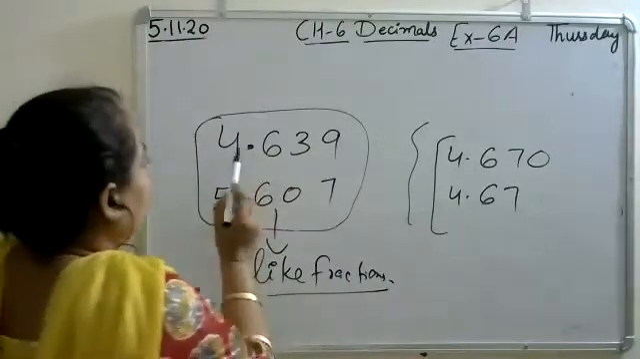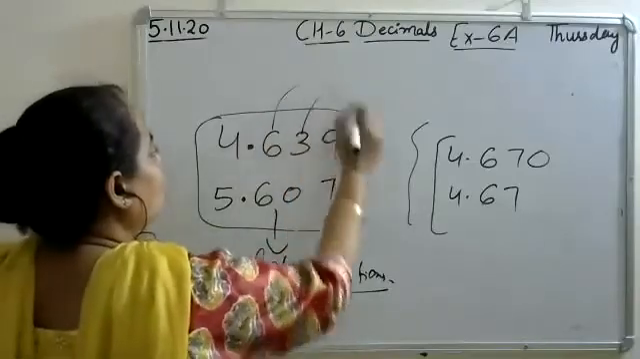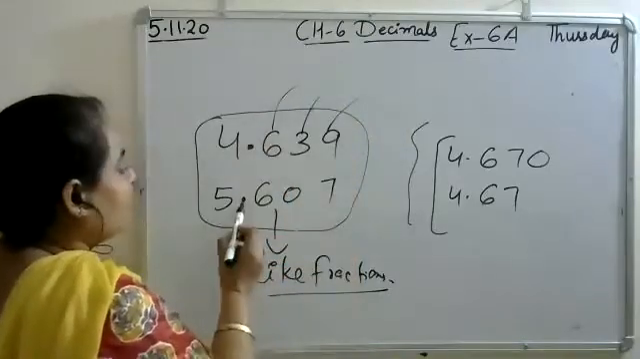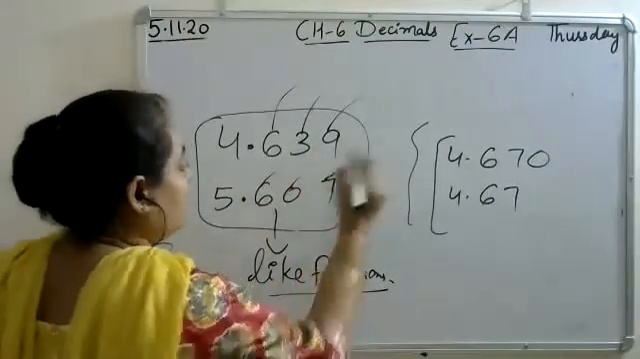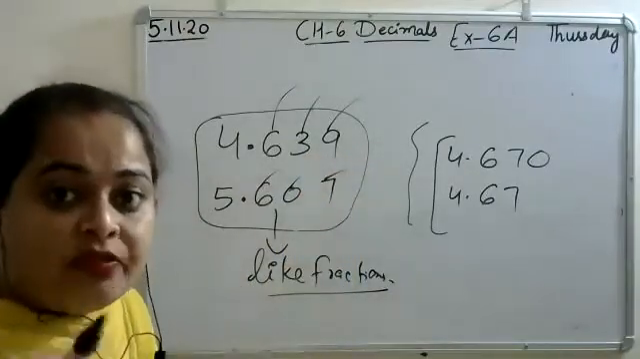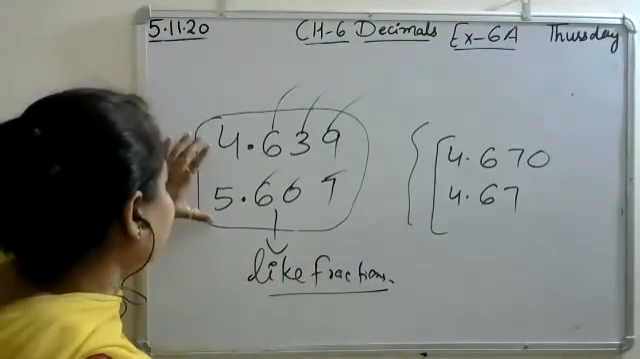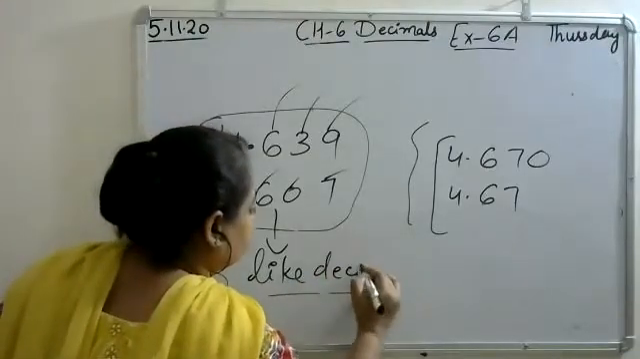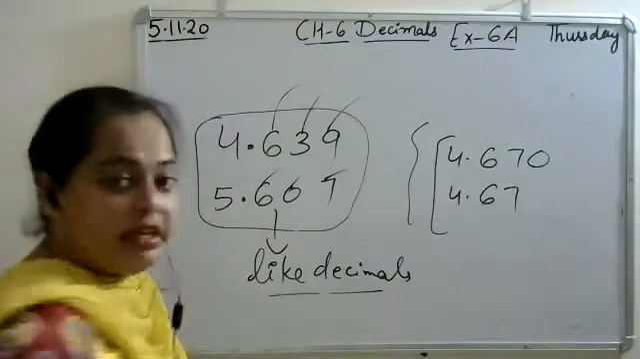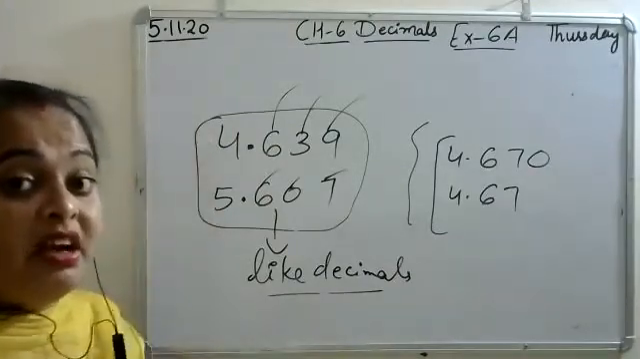Look, after the decimal, count the places. 1, 2, 3. After the decimal, count the places. 1, 2, 3. Same places after the decimal. It means these two decimals are like decimals. I am again repeating beta.